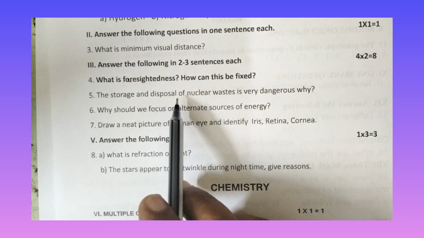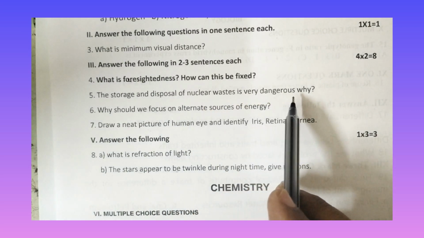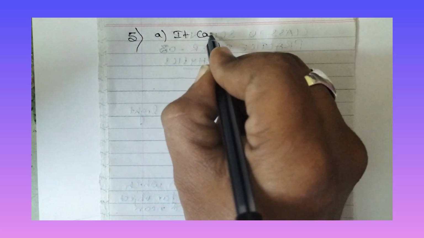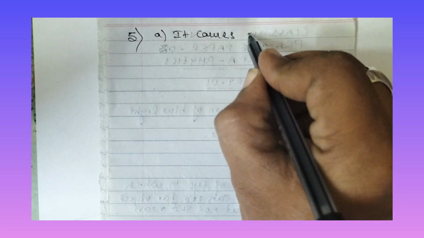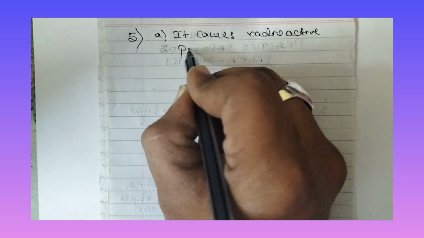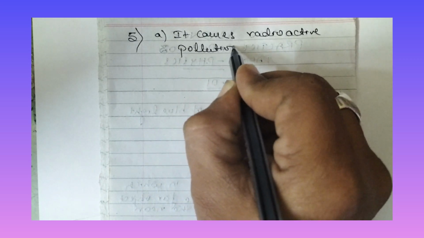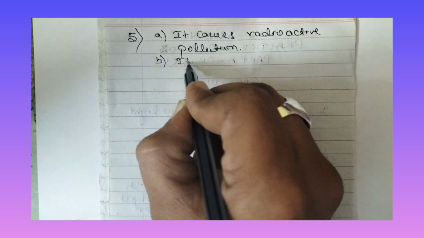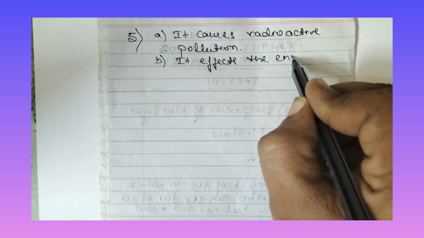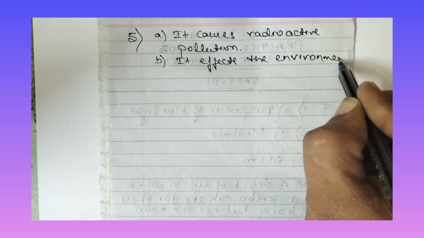The storage and disposal of nuclear waste is very dangerous. Why? So let us answer the fifth question now. So why should we focus on the storage and disposal of nuclear waste? The first reason is it causes radioactive pollution. It affects the environment.